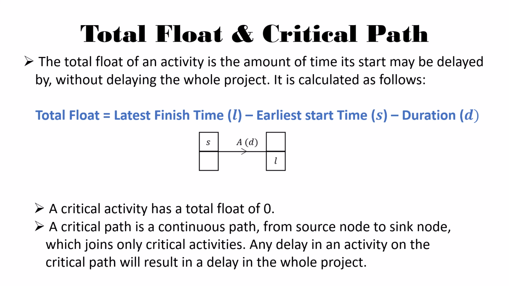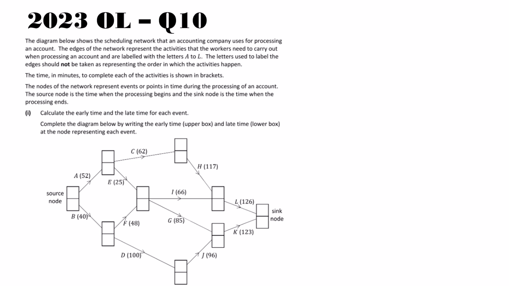That means it has no wiggle room. So an activity like that is critical because if there's a delay in it, it will delay the whole project. And then a critical path is a continuous path from source to sink, which joins only critical activities. So any delay in an activity on the critical path will result in a delay in the whole project.